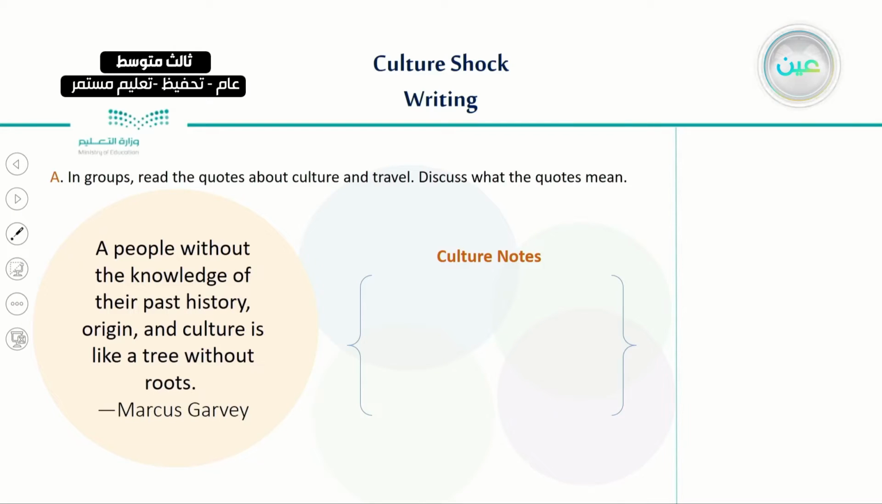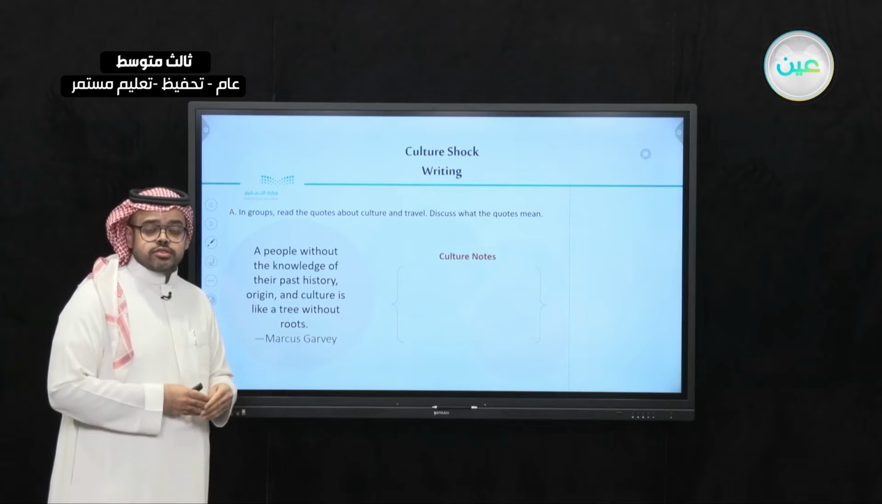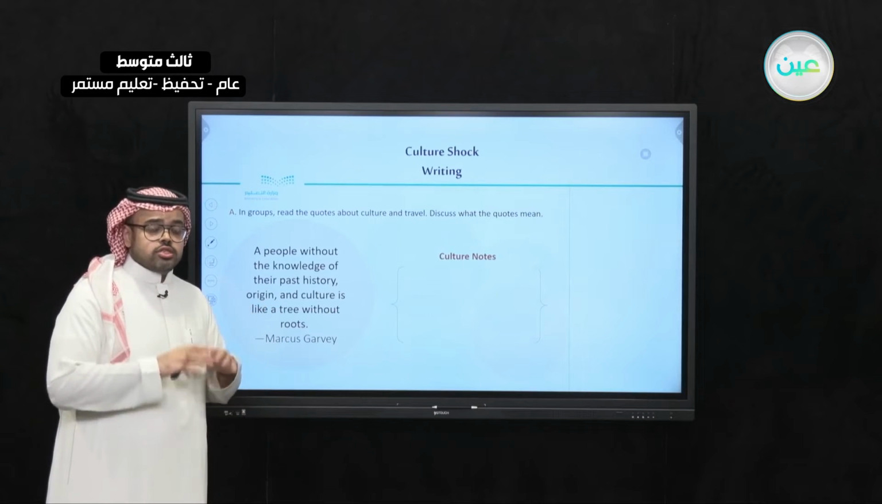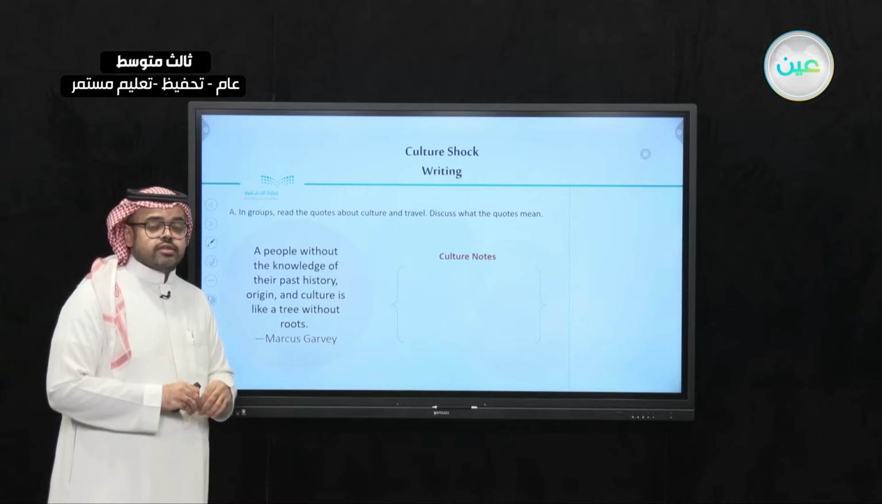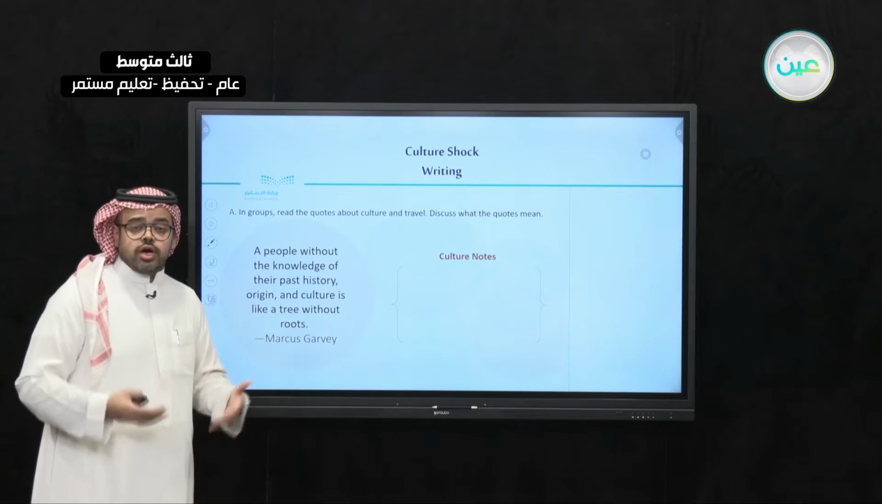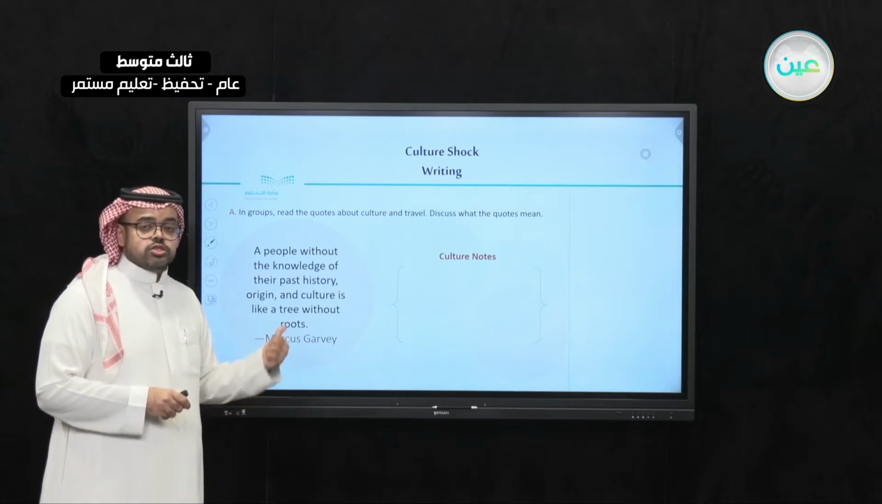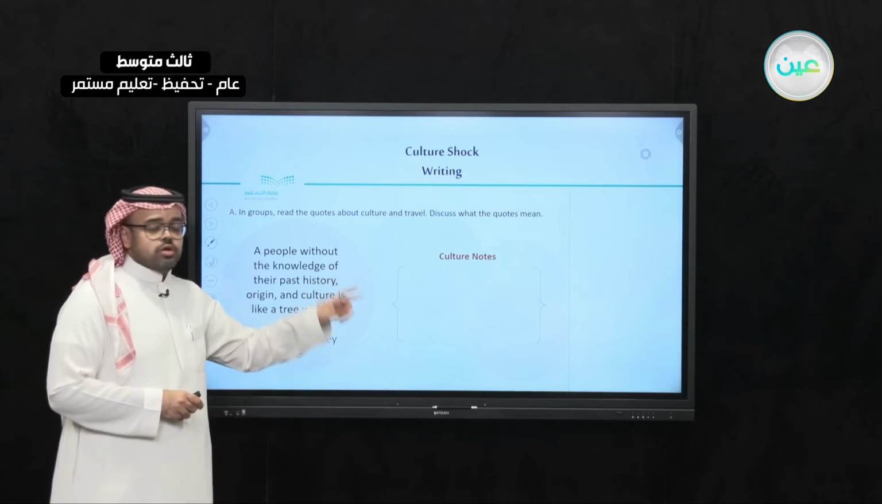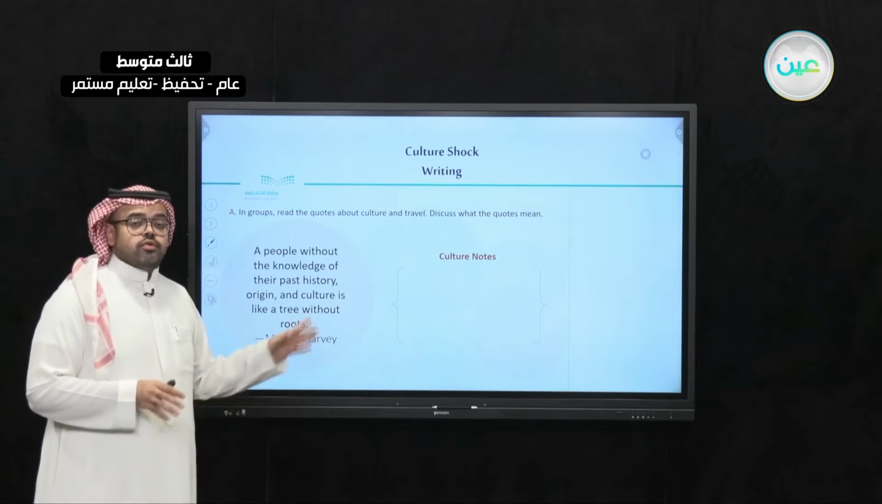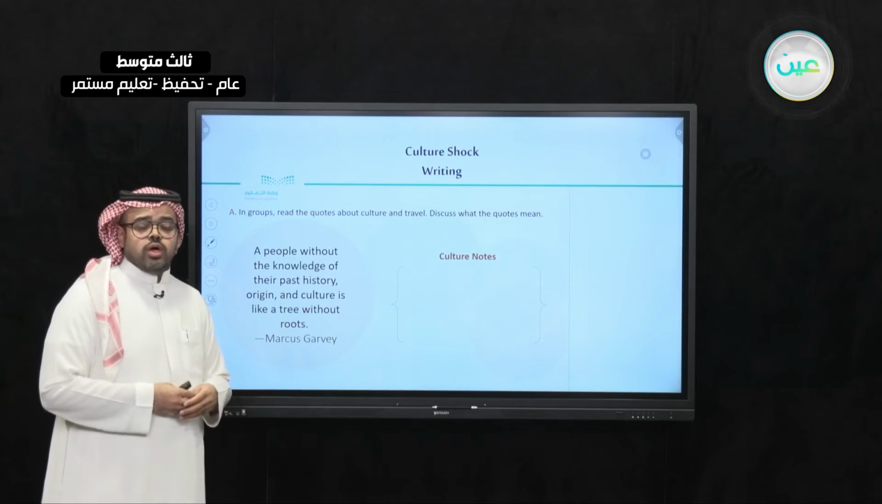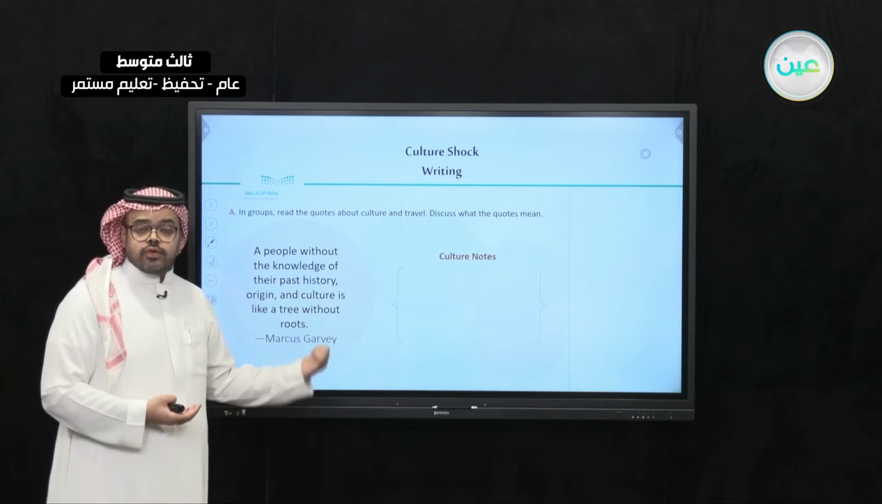On page 66, the first exercise we have is that we're going to read quotes about culture and travel, and we're going to discuss what each quote means. On page 66, you will see different quotes, and what we need to do is read each quote and try to understand each one of them. Not only this, but with each quote, I will give you culture notes about the writer or the author of that quote. It may help you to understand the background of such quotes.